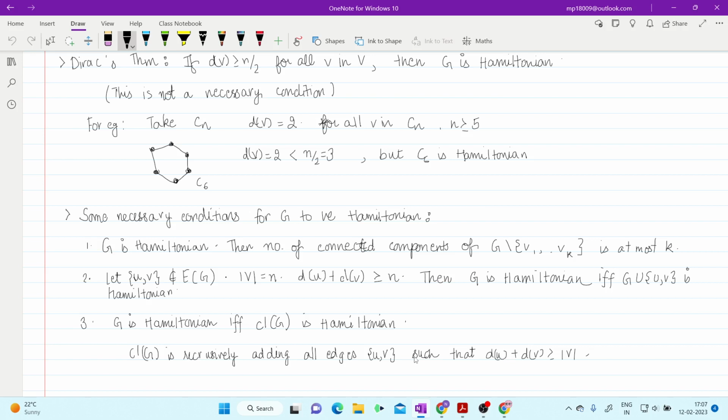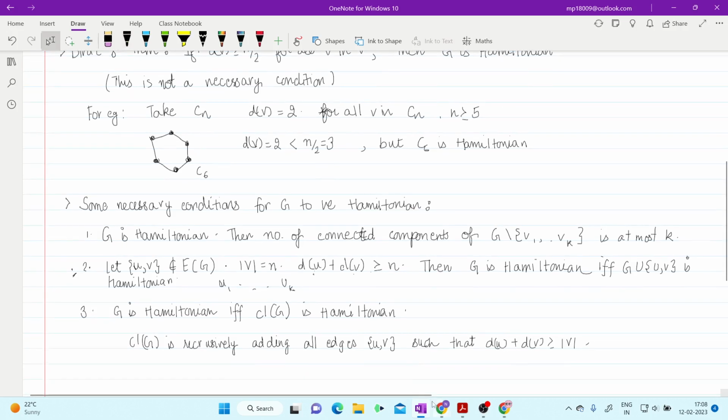So suppose you are trying to find a Hamiltonian cycle and you are able to find an open Hamiltonian path. That is, you are able to find a path starting from say u1 till uk which is covering all the vertices, but there is no edge between u1 and uk. Then you check if the degree of u1 plus the degree of uk is greater than or equal to the number of vertices. And if this condition is satisfied, then you can conclude that this graph will be Hamiltonian. So this is one of the conditions. If you want to show some graph is Hamiltonian, you can look at this condition.